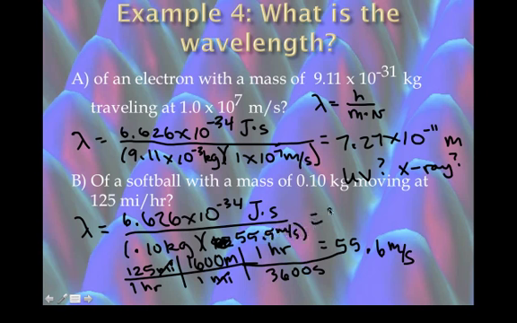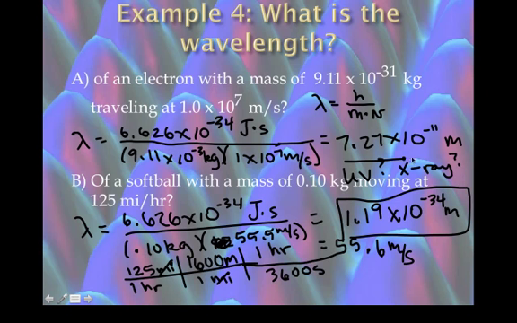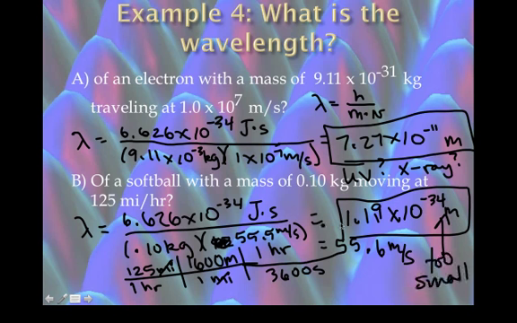Now we got something we can use. So Planck's constant divided by the product of mass times velocity. And I get a wavelength that is 1.19 times 10 to the minus 34 meters. Well, there's no way that we could actually measure something with a wavelength of minus 34 meters. We can measure something with a wavelength of minus 11 meters, but minus 34, that's too small to measure. It's not too small to exist, but it's so small we can't measure it.